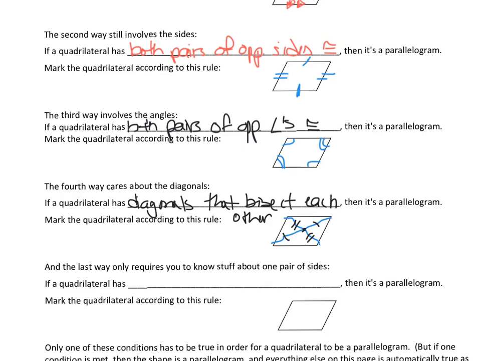Okay, now if it bisects only one side, so for instance, if only this side here and this side here were congruent, but these 2 diagonals were not congruent, then it is not a parallelogram, because both sets need to be bisected.